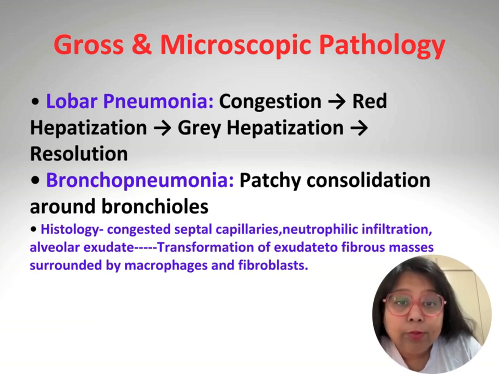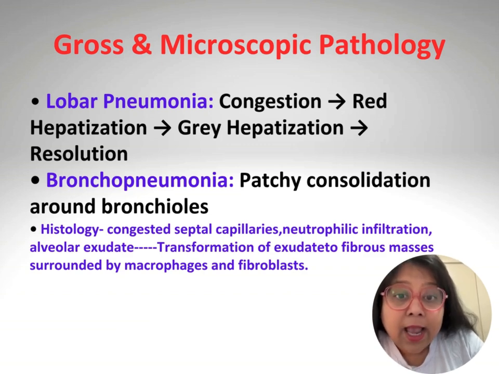And in bronchopneumonia, there will be patchy consolidation around bronchioles. Histologically, you can see congested septal capillaries, neutrophilic infiltration, alveolar exudation, which is a part of red hepatization and congestion, and then later gray hepatization when there is transformation of exudate into fibrous masses surrounded by macrophages and fibroblasts.